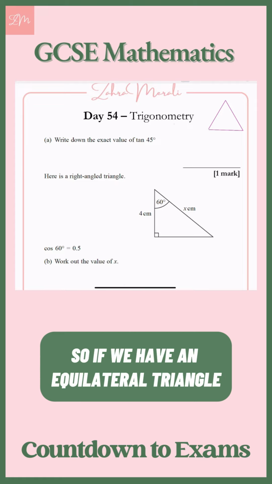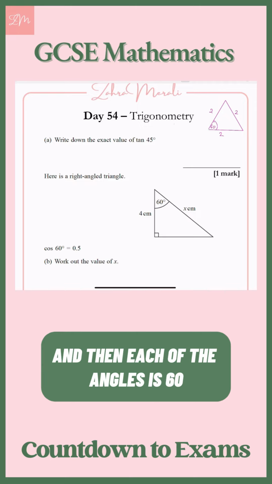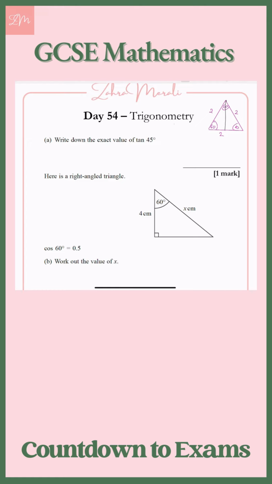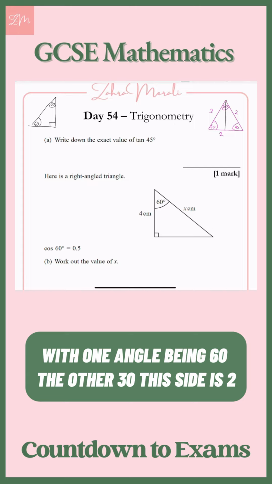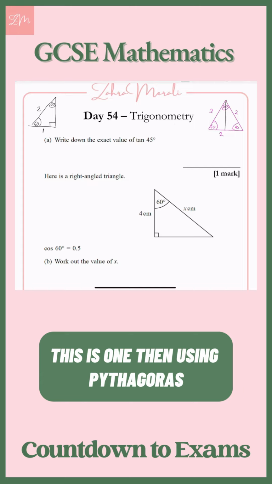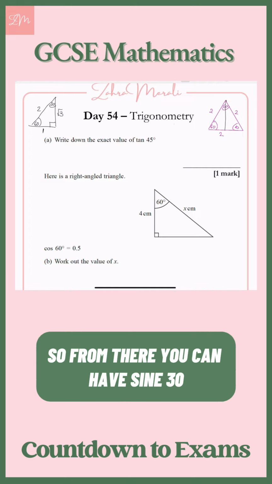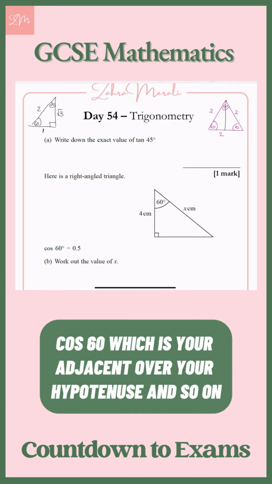So if we have an equilateral triangle, that means each of the sides are the same. I'm going to make them 2, and then each of the angles is 60. If you halve that, you end up with a right angle triangle with one angle 60, the other 30. This side is 2, this is 1. Then using Pythagoras, you've got 2 squared, which is 4, minus 1, so you've got root 3. From there, you can have sine 30, which will be your opposite over your hypotenuse, cos 60, which is your adjacent over your hypotenuse, and so on.